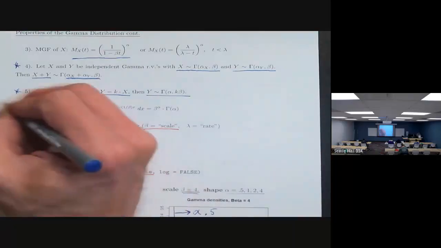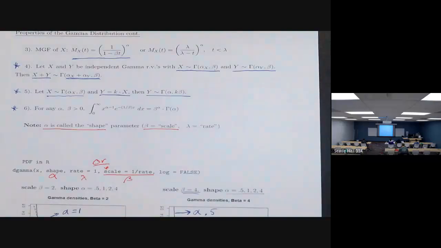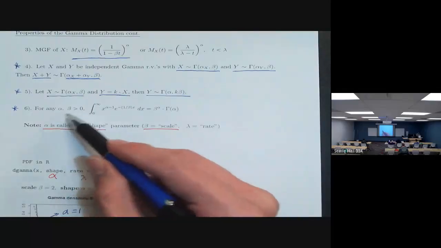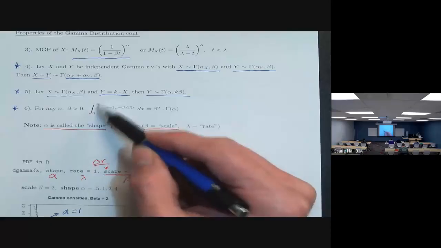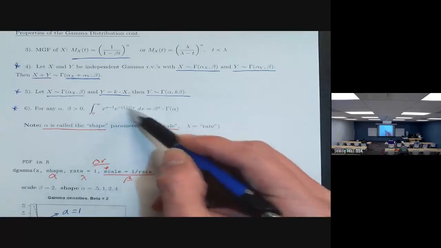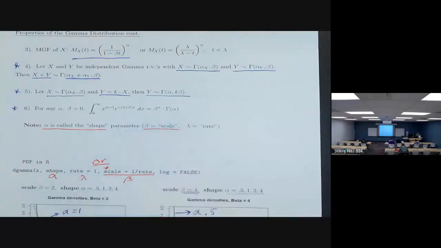Okay, and last but not least, we're going to use this one most recently at the end of these notes, is this goofy looking thing. For any alpha and beta, the integral from 0 to infinity of x to the alpha minus 1 times e to the negative 1 over beta x is equal to beta to the alpha times gamma of alpha. Okay, sounds great. Where does that come from?